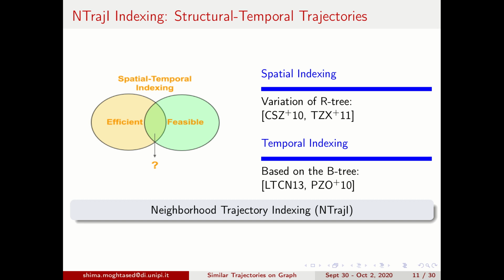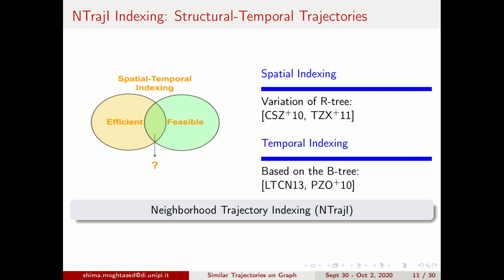Facing structural temporal trajectories, if we use the existing indexing structures, they could be either inefficient or infeasible, since most of the proposed spatial indexing is based on the R-tree, which is not applicable to trajectories with no spatial information, and the temporal indexing structures are based on the B-tree, which could be inefficient when we are facing time intervals.